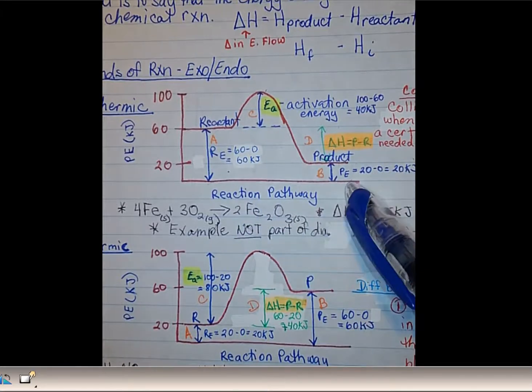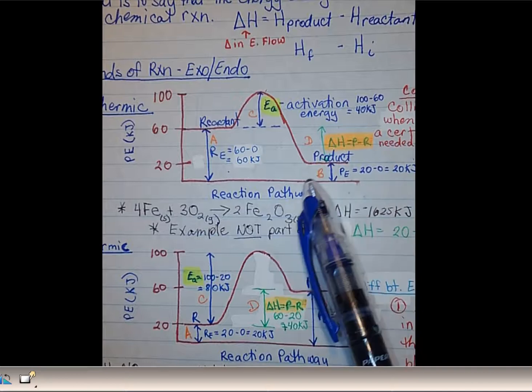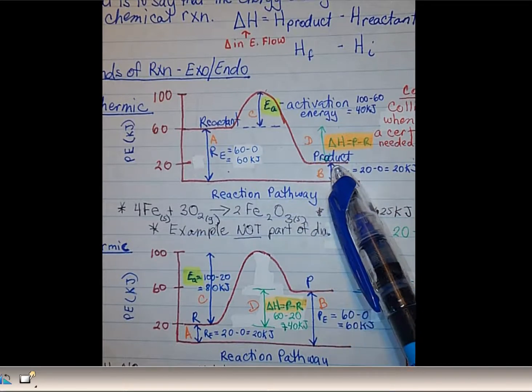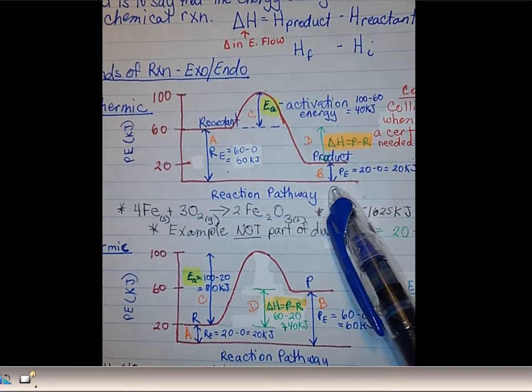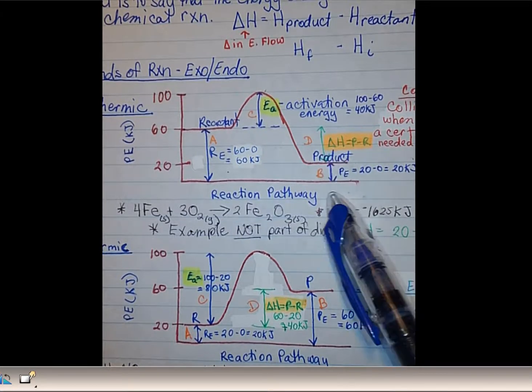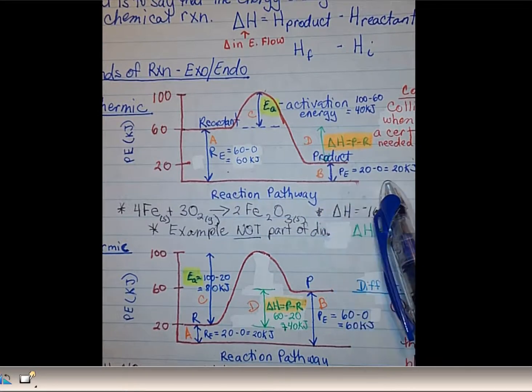The same thing applies right here for B, which is the energy of the products. The products start off at 20 kilojoules, going all the way down to 0, minus 0. So the overall energy of the products is 20 kilojoules.